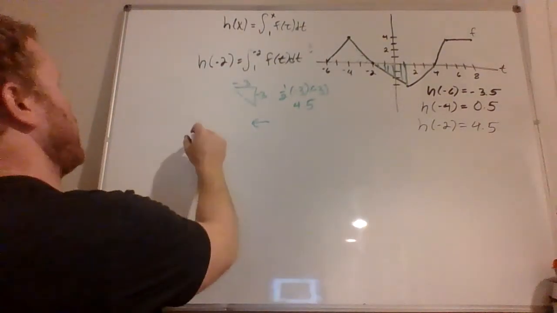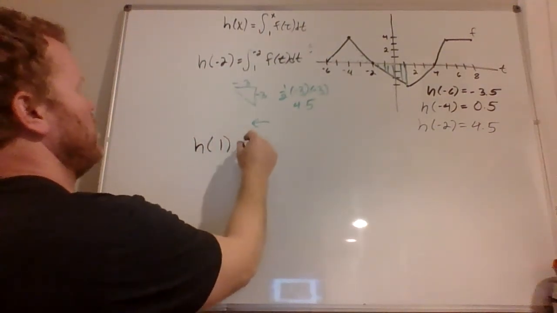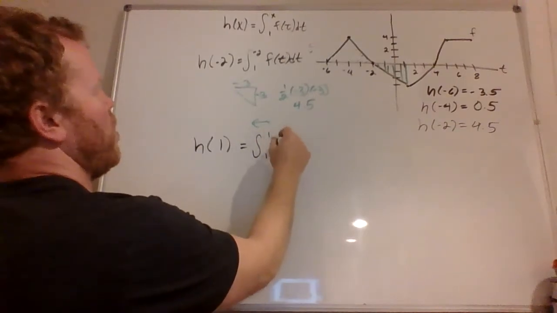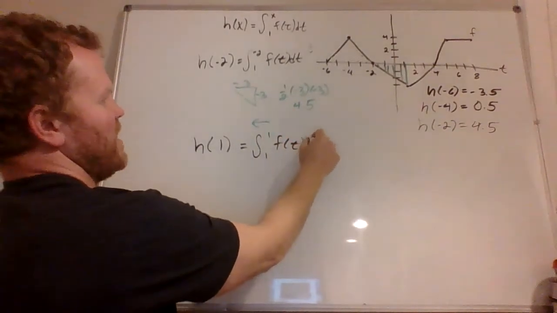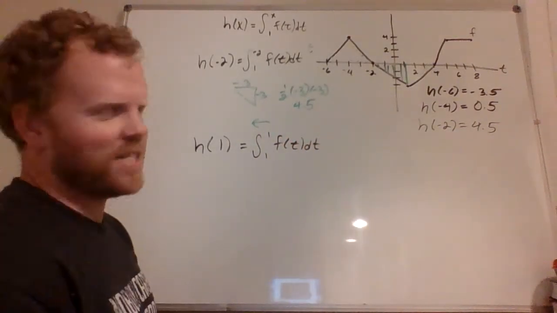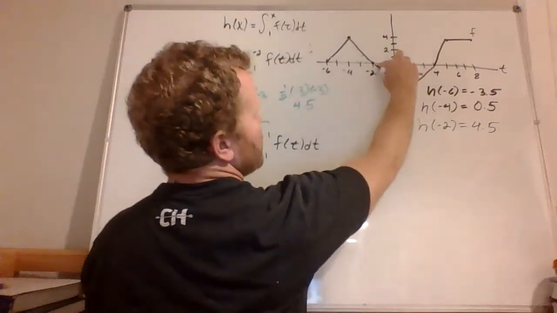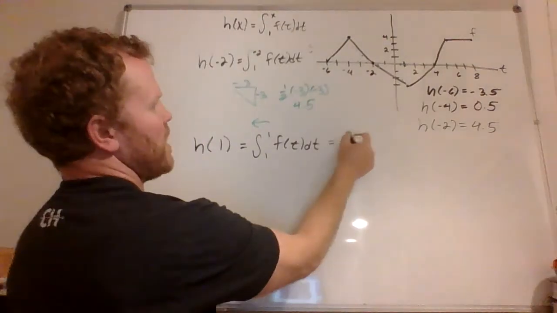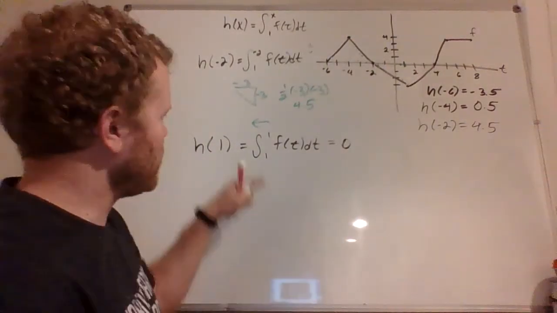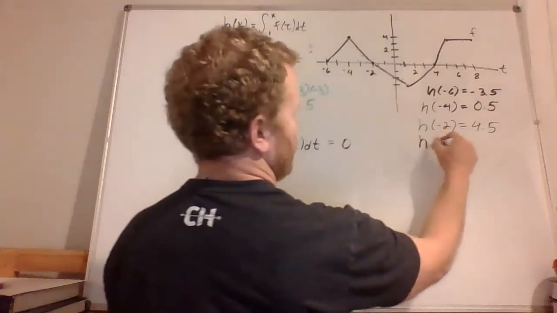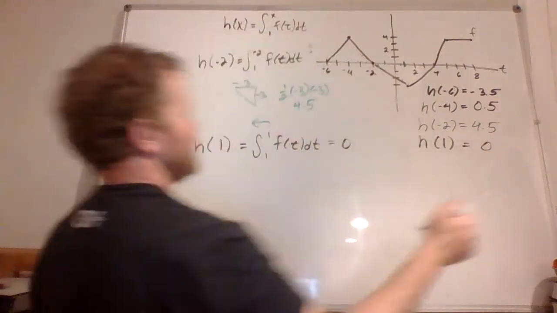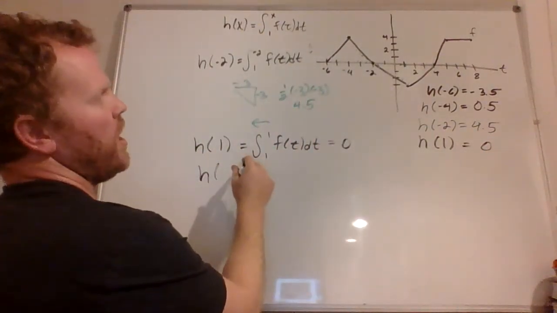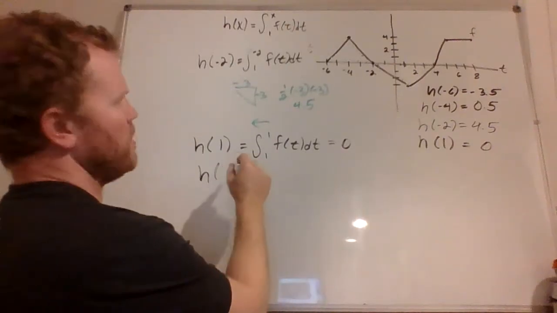Then we wind up doing h of 1, which is integrating from 1 to 1, f of t dt. This is thankfully our easiest one. Now we wind up losing all this area, so we get 0, because we're not even talking about a region. We're going from 1 to 1. H of 1, we just did.